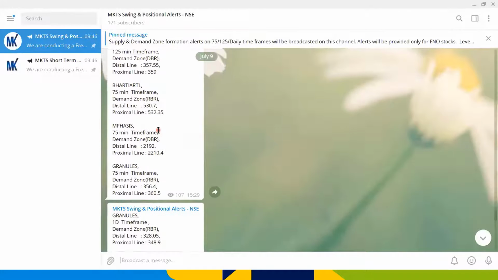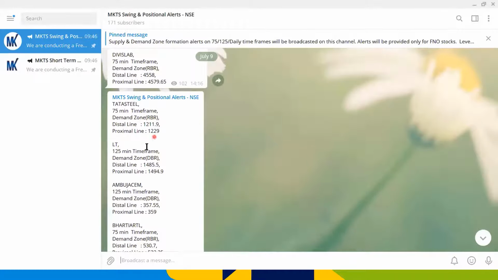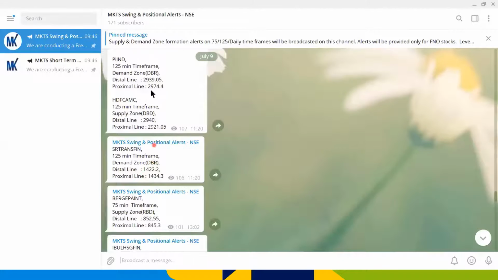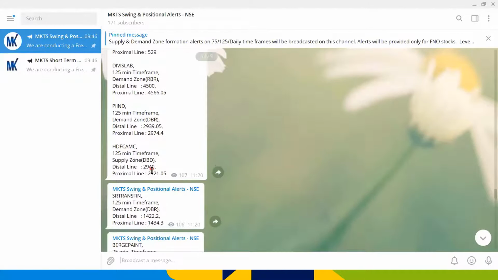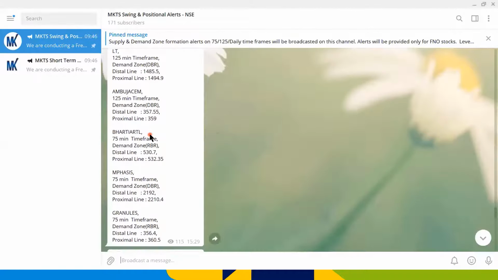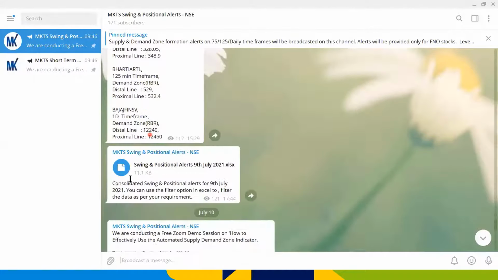These are alerts on a real-time basis. As and when the zones are formed, you are getting the alerts. But as a swing trader, 75 minutes is a good enough time frame where you can check it at the end of the day. You need not track real time. So at the end of the day, my team will post an Excel file here. If you see this, swing and positional alerts for 9 July.